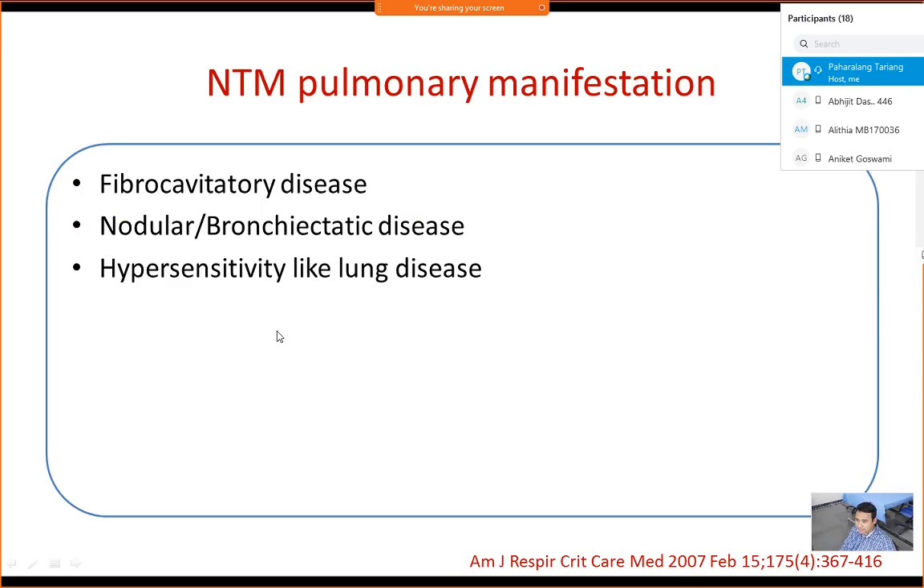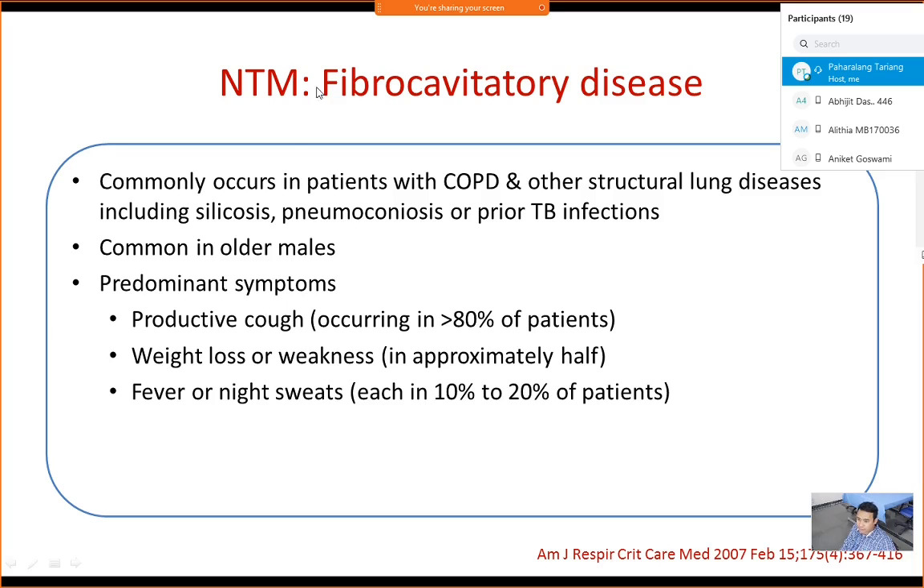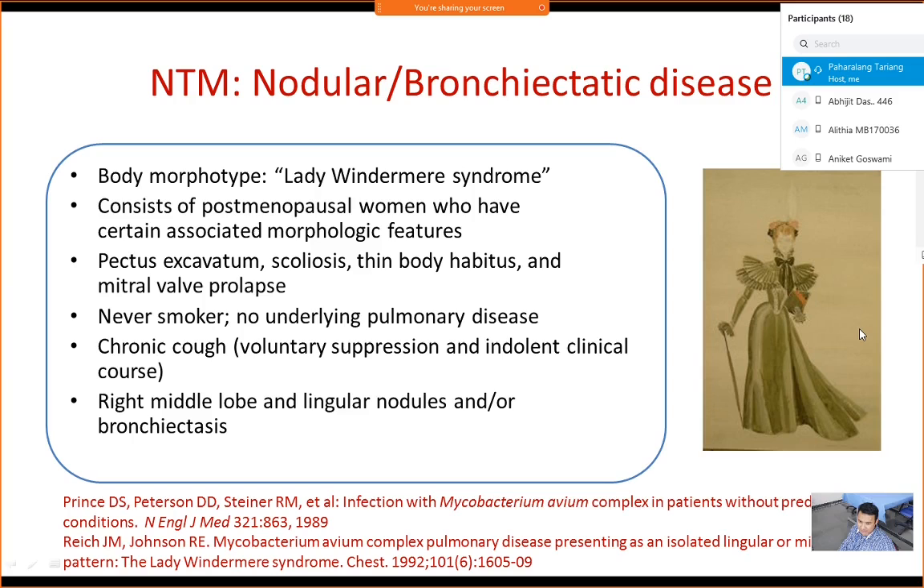Now, in the lung, NTM may present as a fibrocavitary disease, a nodular or bronchiectatic disease, or a hypersensitivity-like lung disease. Fibrocavitary disease usually occurs in patients with pre-existing structural lung disease, such as COPD, silicosis, pneumoconiosis, or prior TB infections, where a scar or a granuloma is already present in the lung. It is more common in older populations, especially in males. And since this is a cavitary disease, the most common symptoms will be productive cough, weight loss or weakness, and also fever with night sweats.